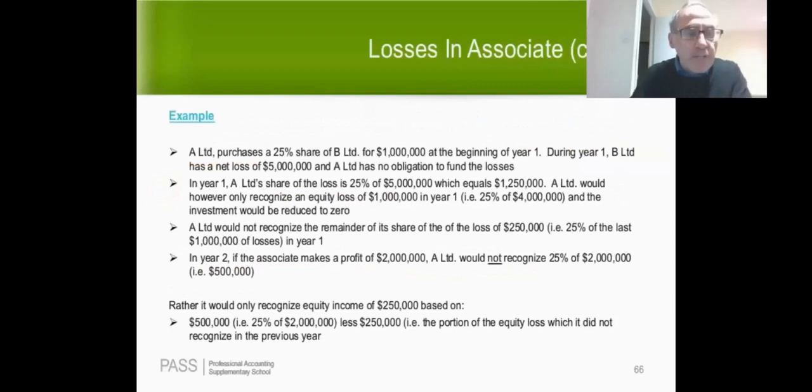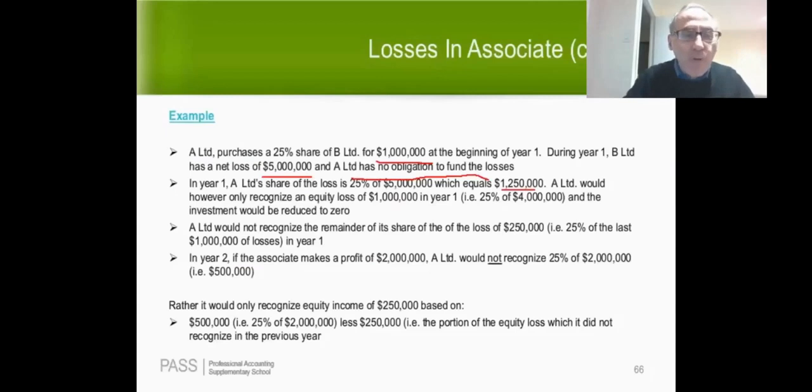A Limited purchases a 25% share of B Limited for $1 million at the beginning of year one. During year one, B Limited has a net loss of $5 million and A has no obligation to fund the losses, which means we're not going to have to write down the investment below zero. In year one, A Limited's share of the loss is 25% of $5 million, which is $1,250,000. So if A were to recognize a full loss of $1,250,000, we would be in negative territory because the opening balance was $1 million. If you subtract $1,250,000, you're down to negative $250,000. A would not be required to go into negative territory because they have no obligation to fund the losses.